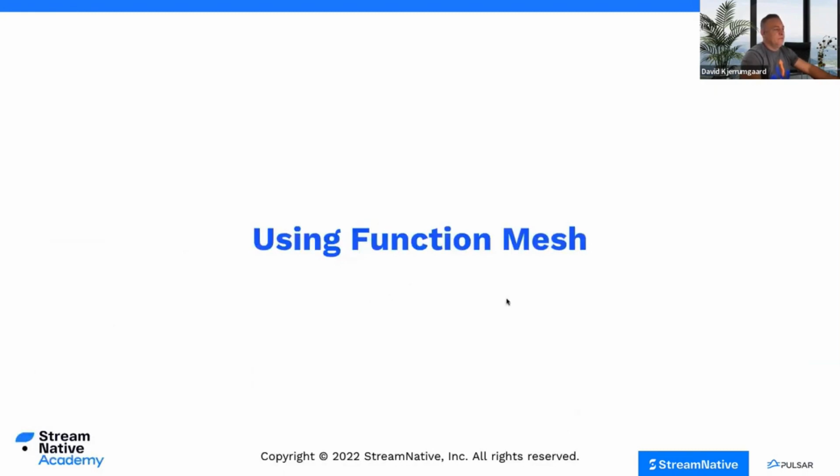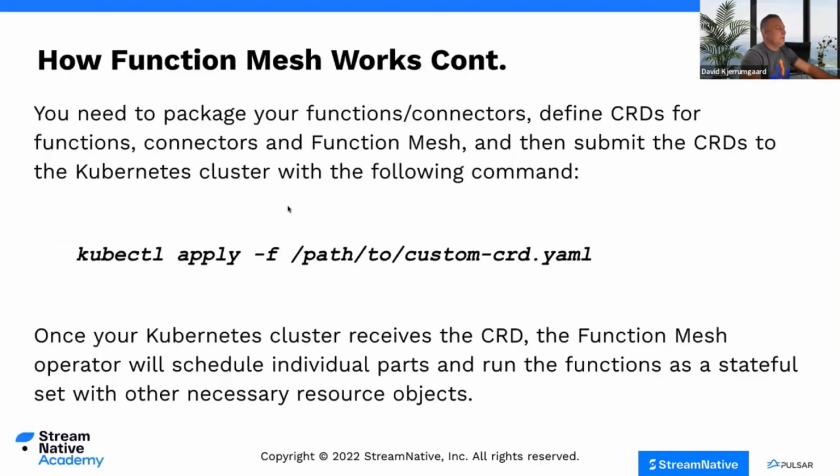So if you want to use function mesh, you think it's the coolest thing. Basically, you still need to package your functions as you did before. So you still have the artifacts, you still create these jar files, Python files, pip files, Go files, whatever you want. You can mix and match them too. There's no reason you have to have all Python or all Java. You can mix and match them, but then you define your CRDs, custom resource definitions, for functions and connectors and function mesh, and then submit them to the Kubernetes clusters.